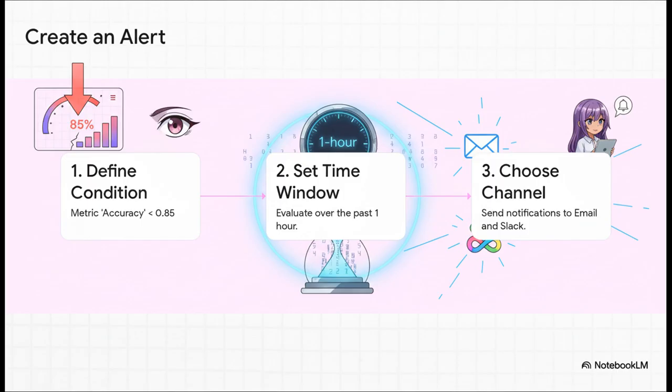That's why you set up alerts. And it's just 3 easy steps. First, you define the condition. Like, hey, let me know if accuracy drops below 85%. Then you set the time window, say, over the last hour. And finally, you pick how you want to be notified. Email, Slack, you name it. The system then keeps watch for you, so you know the second your model needs attention.